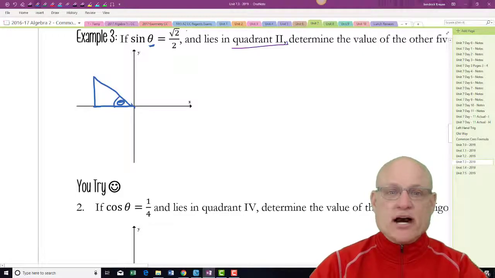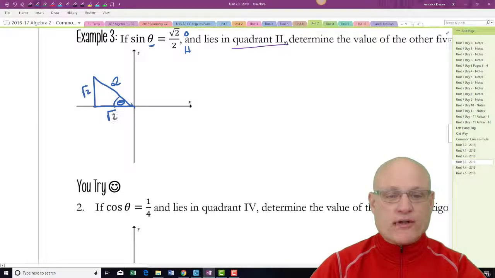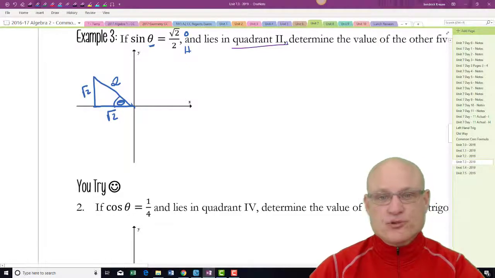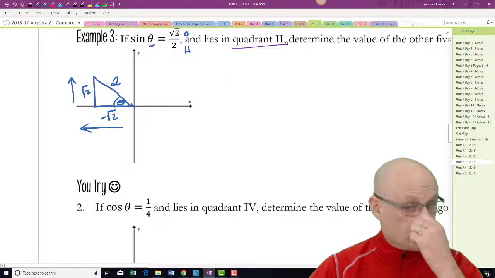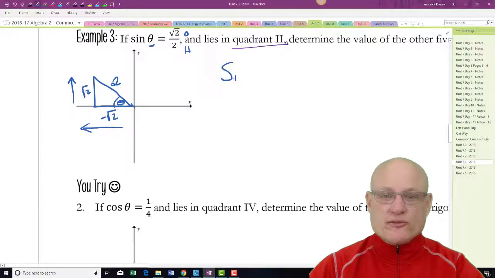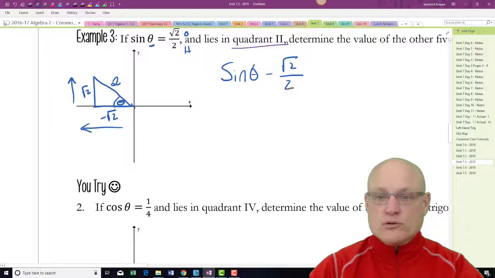All right. Opposite over hypotenuse. So this is my hypotenuse, 2. My opposite, the square root of 2. Now, you should have no problem realizing, oh yeah, that's square root of 2 over 2. Wait a second, we're in the second quadrant, so that makes this negative. Remember, if we're going in this direction, it's negative. This direction is positive. So sine of theta is the square root of 2 over 2.